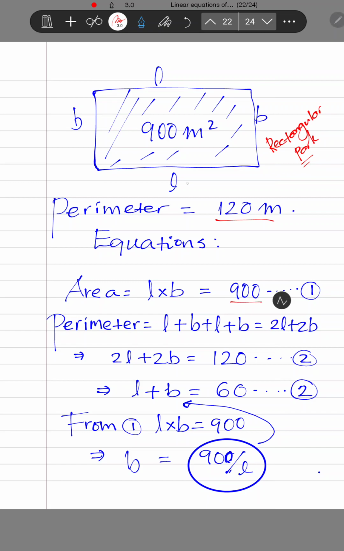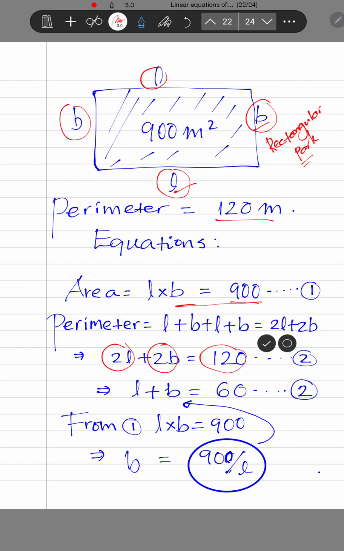So from the area, which is length times width equal to 900, we have one equation. From the perimeter, length plus breadth plus length plus breadth, which is 2 lengths plus 2 breadths, is 120. This is the second equation. We can simply divide both sides by 2 and have a simplified form of that same equation, which is length plus breadth is 60. From number 1 here, length times breadth is 900. So we can say breadth is 900 divided by length.